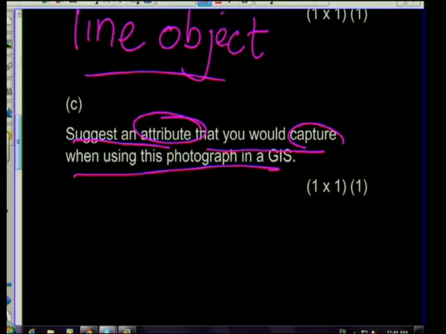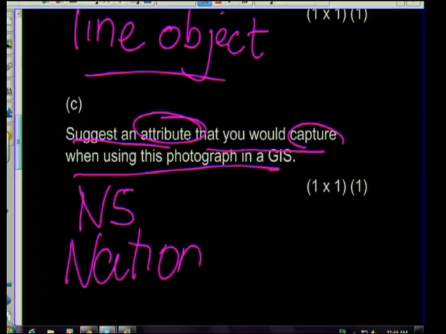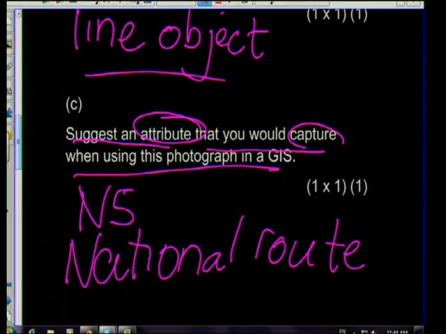So, suggest an attribute that you would capture. I would capture the N5 or national route. This would better assist me in order to ensure that now we are able to attribute this data as a line object, beyond it being a line object, to a national route. Let's go to the next question. Question 2.4.